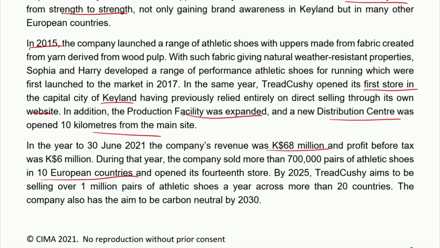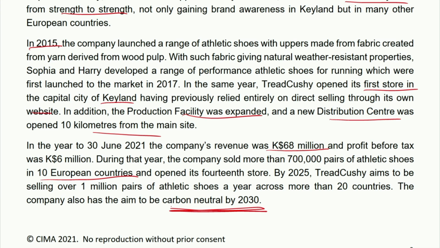By 2025, Treadcushy aims to be selling over 1 million pairs of athletic shoes a year across more than 20 countries, and we're aiming to be carbon neutral. So we're still pushing the envelope as far as sustainability and so on is concerned. So that's definitely staying on the agenda. And I would imagine that a big part of our success will have been that reputation we have for sustainability that we need to preserve at all costs.